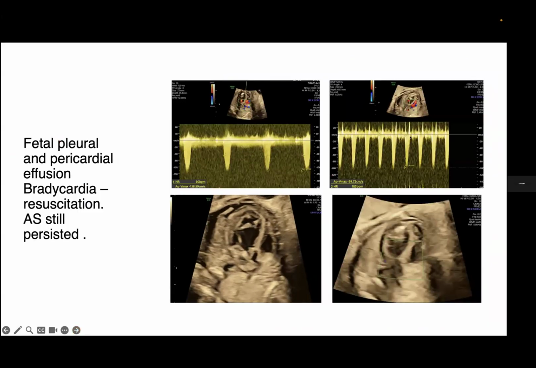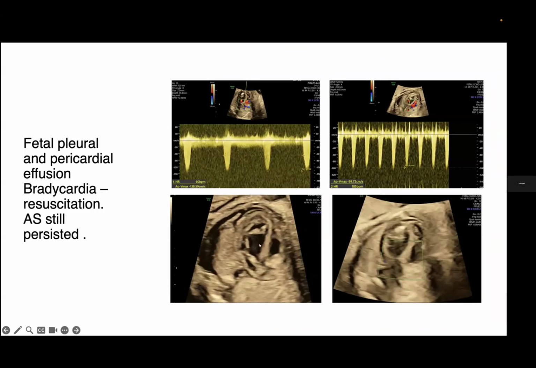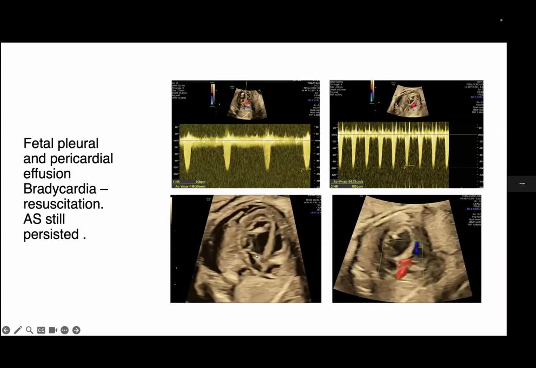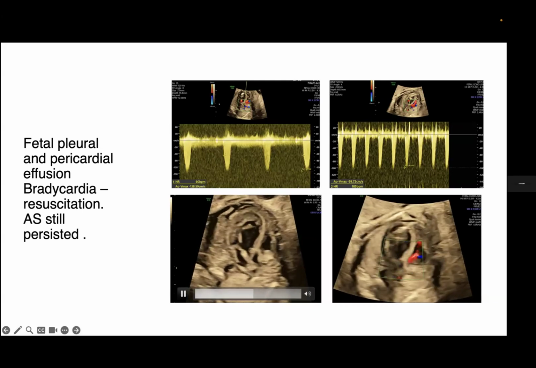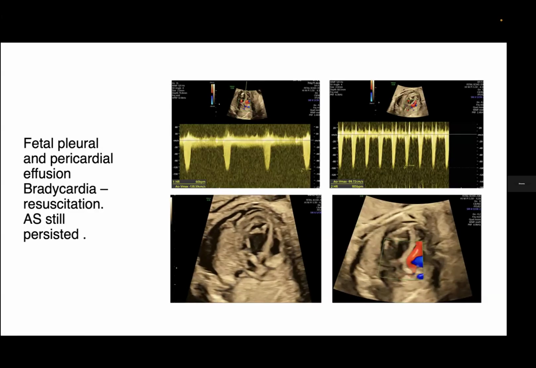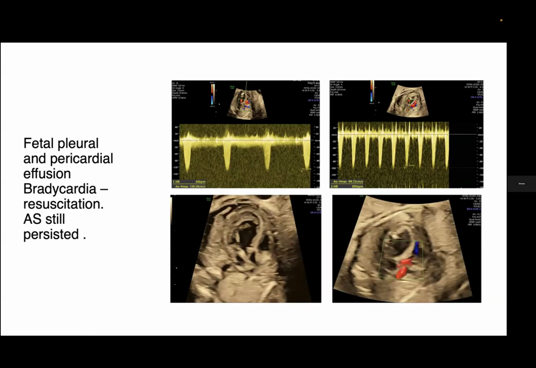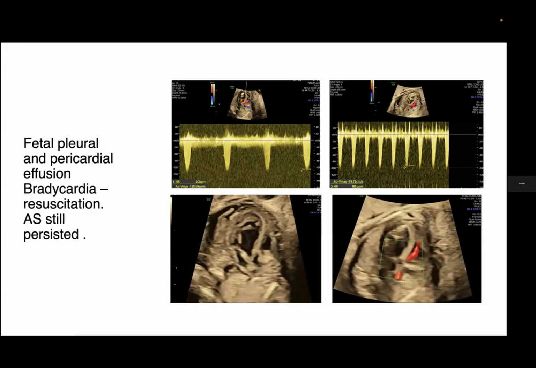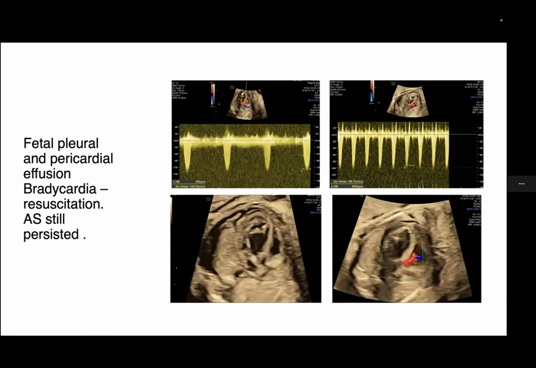There is a very common chance of development of hemopericardium. There was severe bradycardia followed by tachycardia, and there was inadequate opening of the aortic valve here because there was some technical problem of aortic valve to balloon size mismatch.